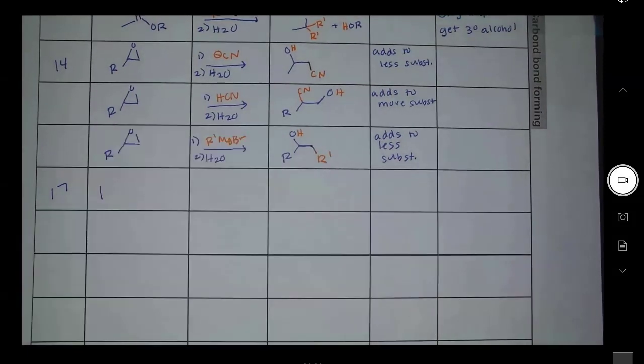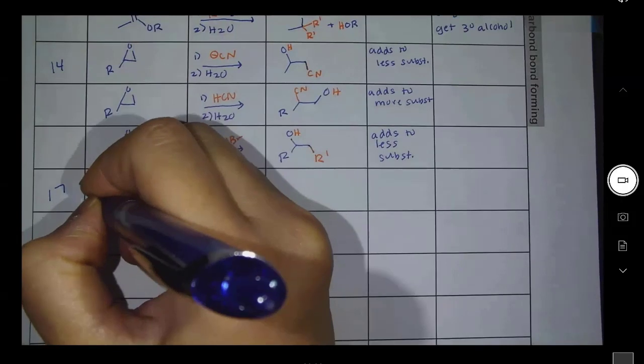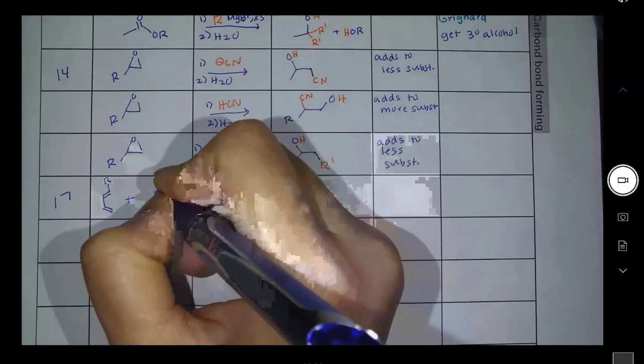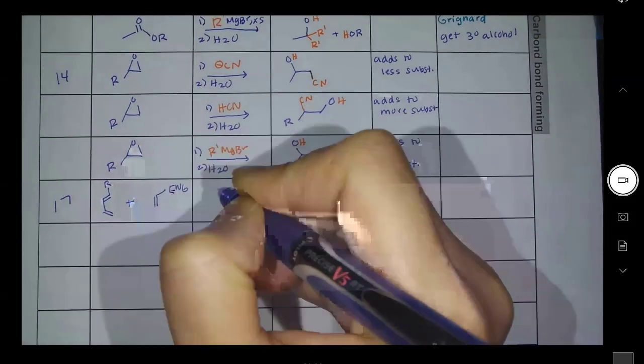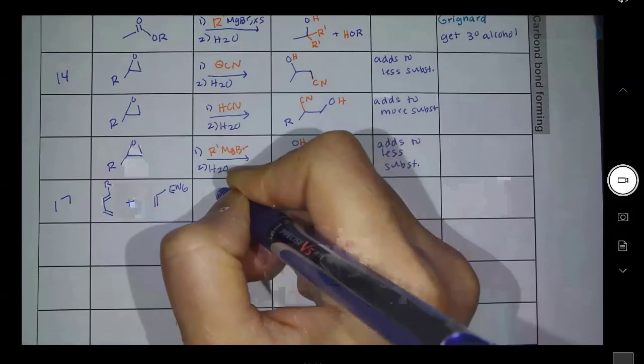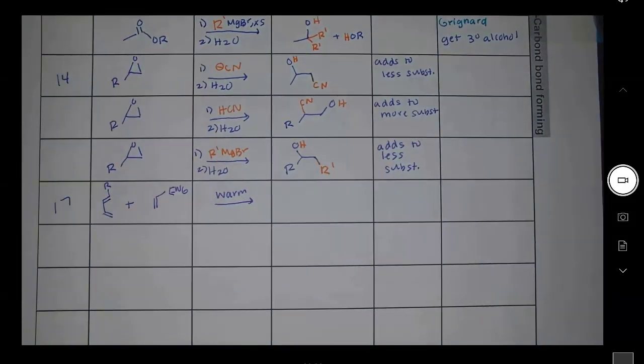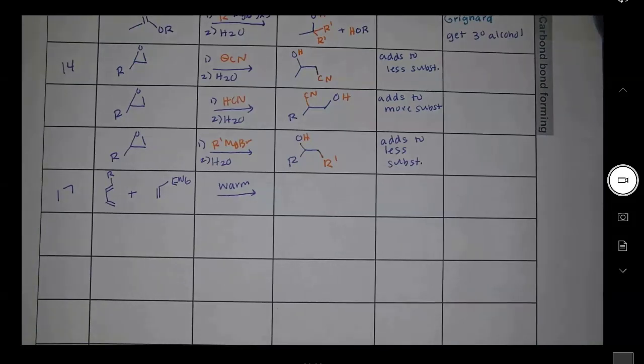So I start with a diene. I'm going to put an R group on there just so I have an electron donating group because that helps the reaction. And then here's my dienophile with an electron withdrawing group. You don't have to add extra reagents. We just warm it up a little bit, and you'll be doing one of these in lab as well.